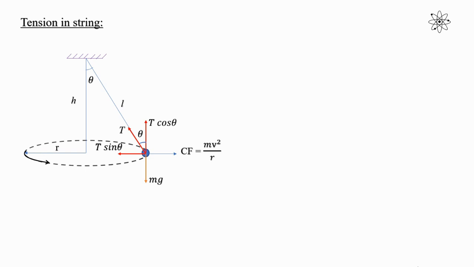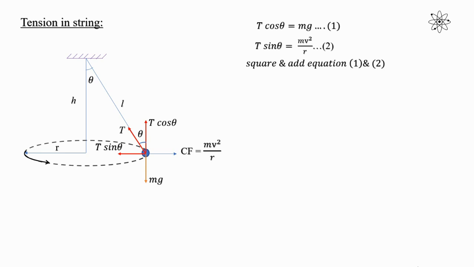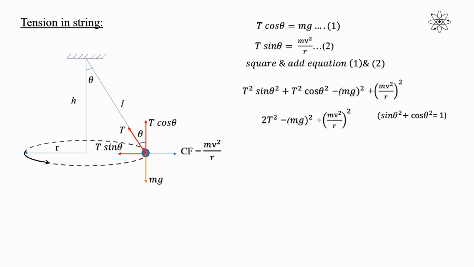Now students, let's find the tension in the string. For that, we again consider the same equations: T cos theta equals mg, and T sin theta equals mv square upon r. Now, students, we need to square and add equations 1 and 2. So we have T square sin square theta plus T square cos square theta equals (mg) whole square plus (mv square upon r) whole square. Now we write T square equals (mg) whole square plus (mv square upon r) whole square, because we can use the identity sin square theta plus cos square theta equals 1. Now students, let's call this equation number 3.